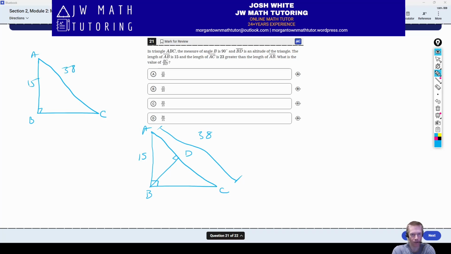Now, when you have this scenario where you have a right triangle and an altitude drawn to the hypotenuse, it makes three triangles. You have the original, and then you have two smalls. All three of them are similar to each other. So I'm going to now look at this triangle down here, and I'm going to reorient it so that it's in the same orientation as the large one.